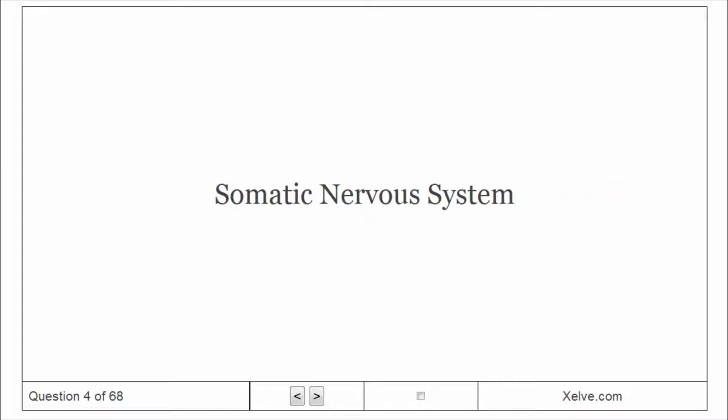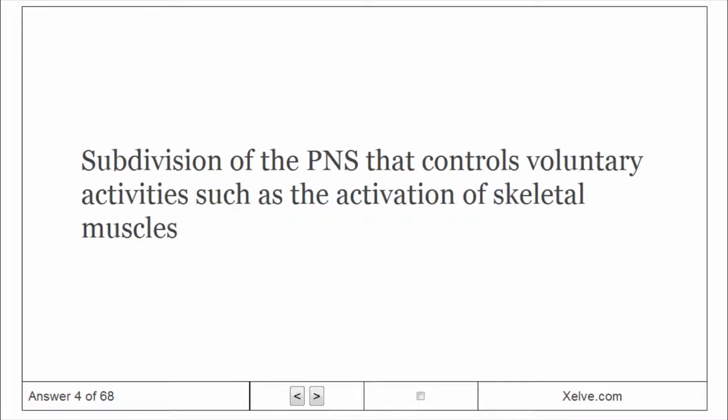Somatic nervous system. Subdivision of the PNS that controls voluntary activities such as the activation of skeletal muscles.